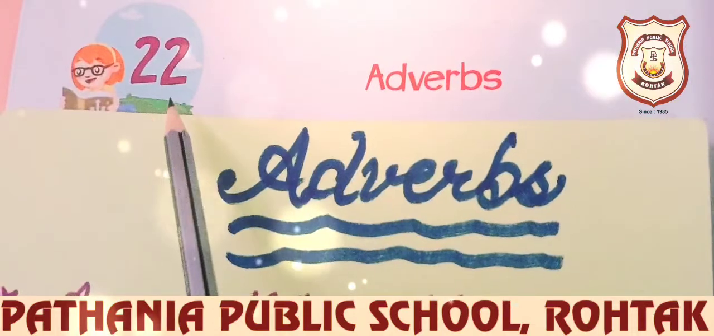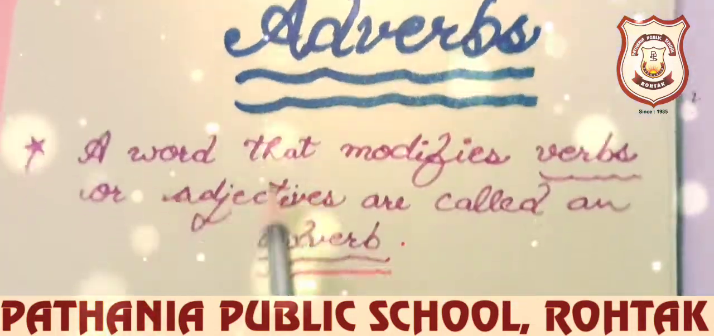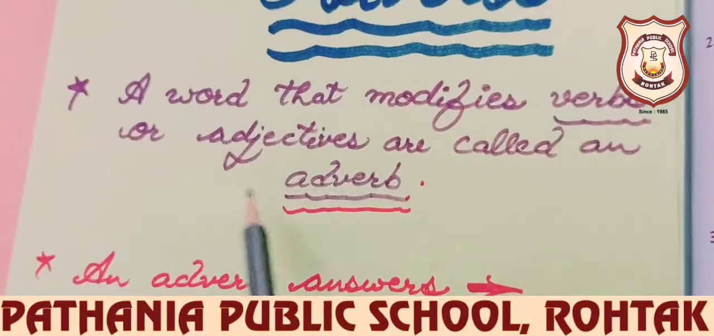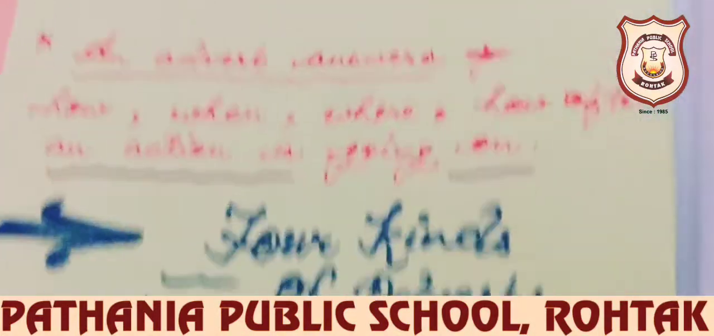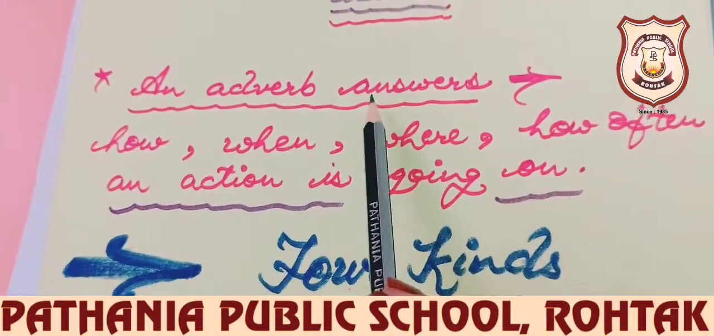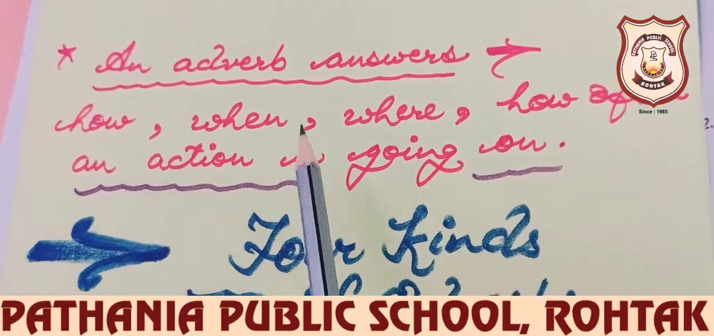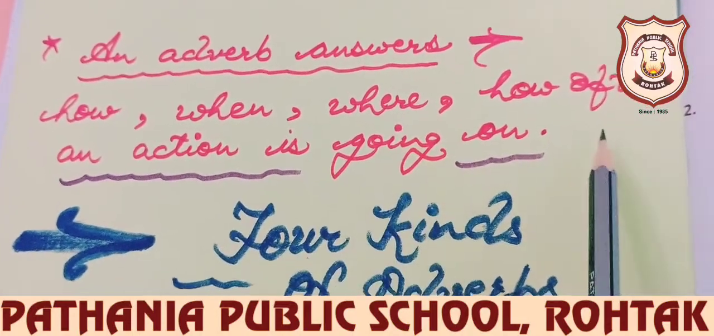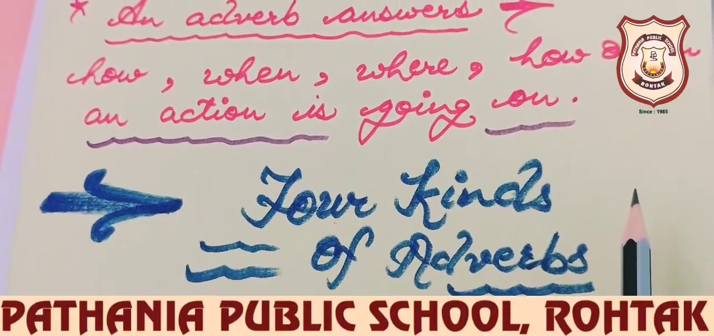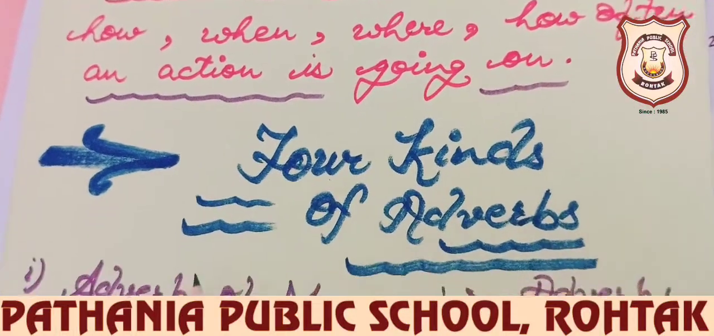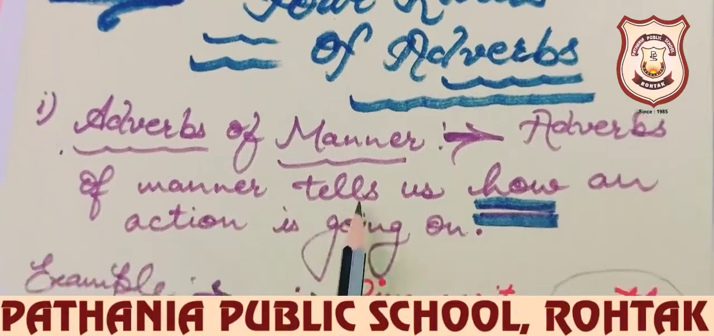So, here you can see chapter number 22 of grammar, adverbs. A word that modifies verbs or adjectives is called an adverb. An adverb answers how, when, where, how often an action is going on. Four kinds of adverbs. Adverbs of manner.